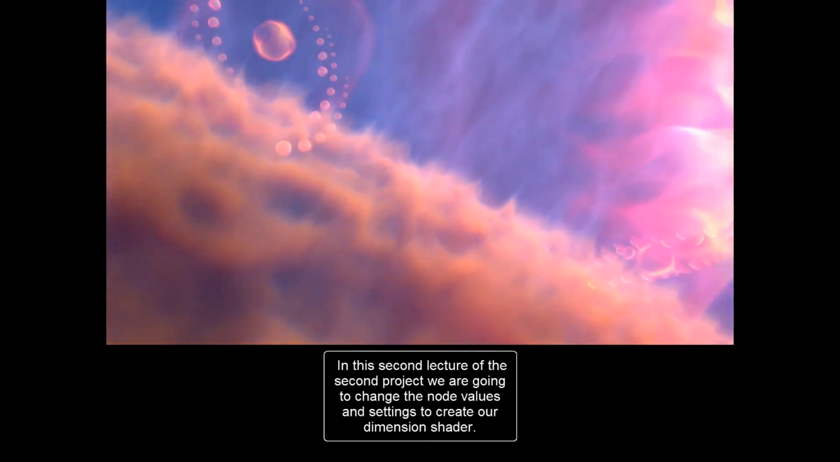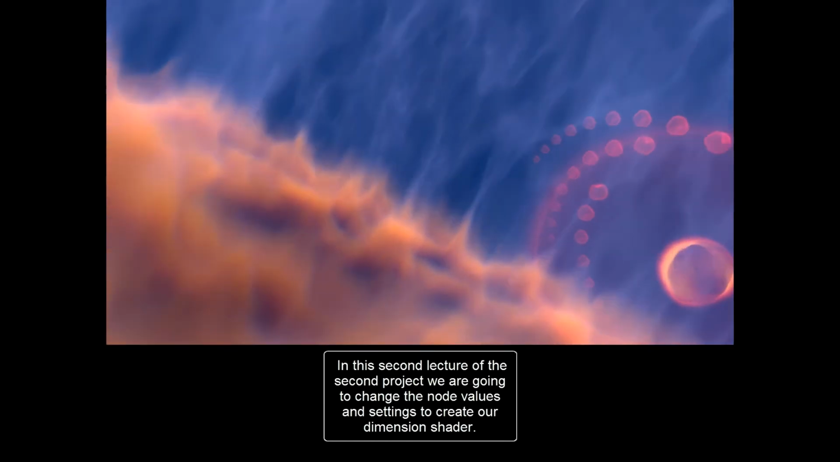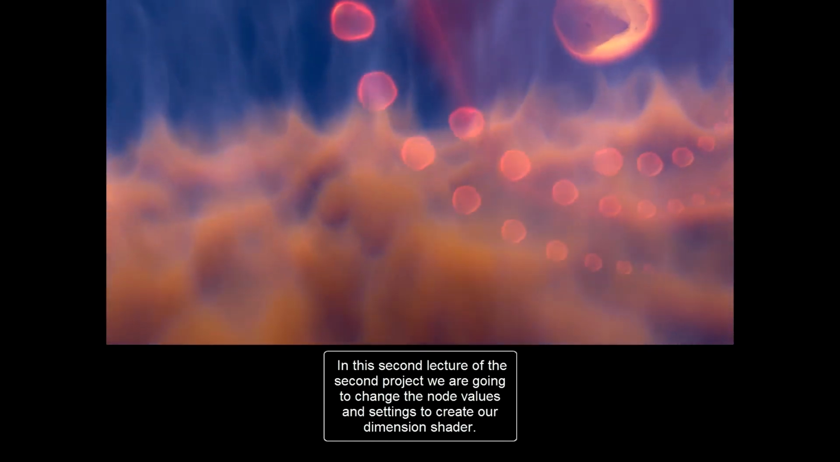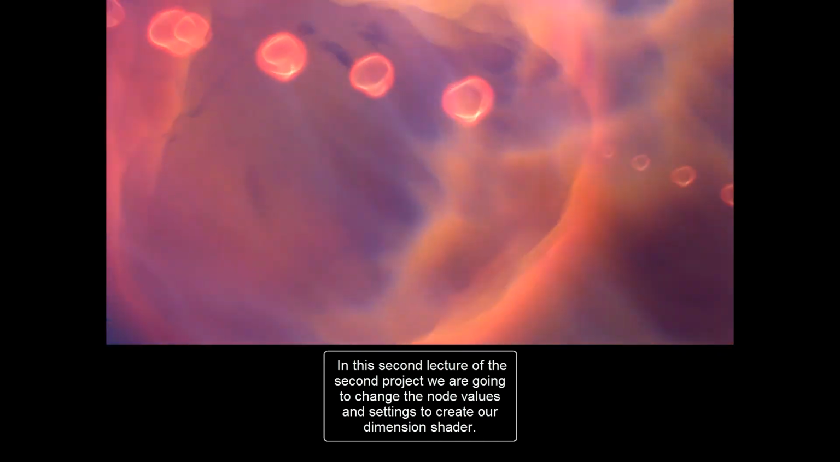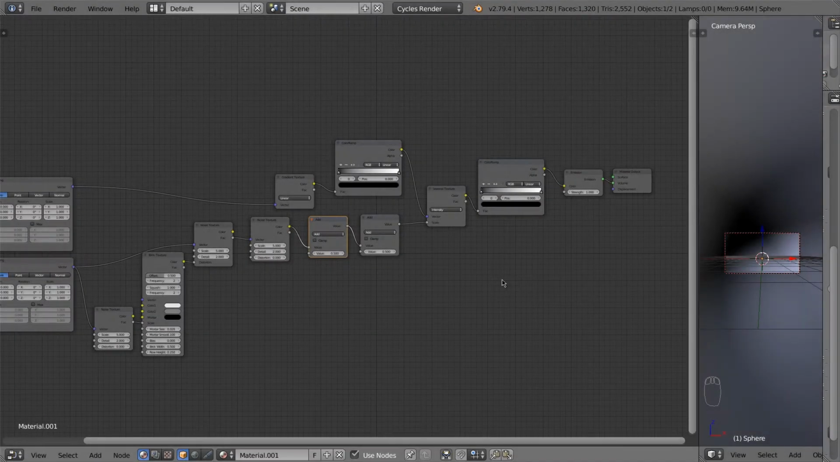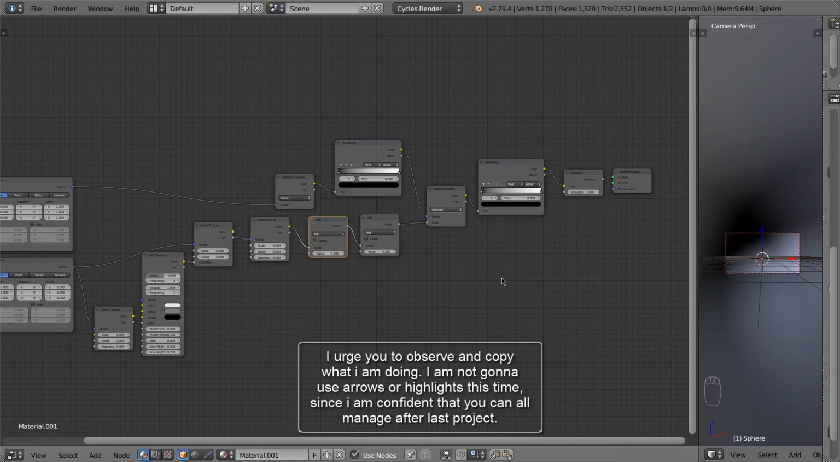In this second lecture of the second project, we are going to change the node values and settings to create our dimension shader. In the last video, we added all the needed nodes for our shader. Now I will show you which settings need to be changed. I urge you to observe and copy what I am doing.